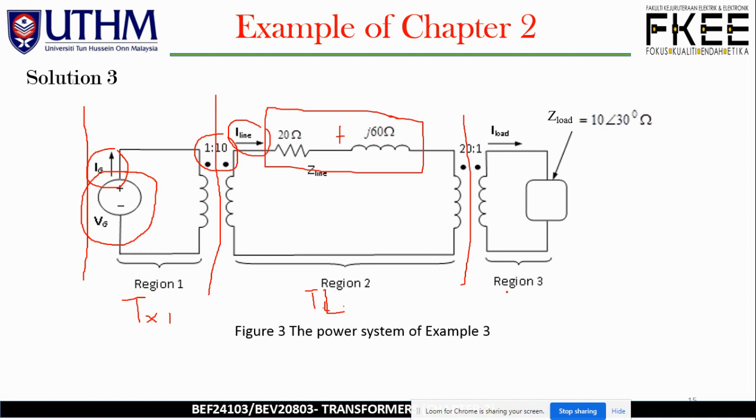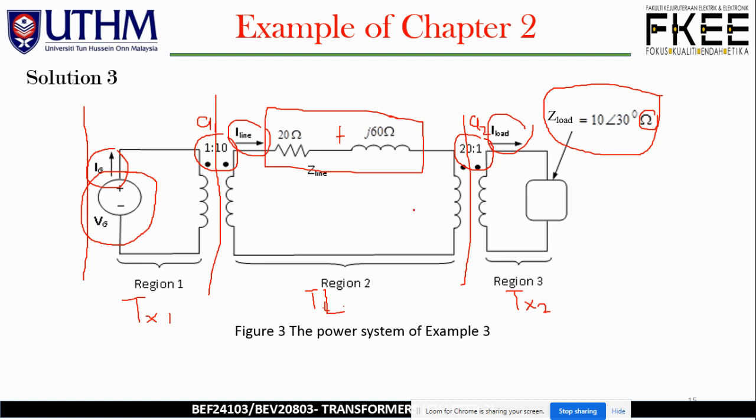And then we come to the second transformer, TX2 over here, located at the load, or connected to the load with 10 at 30 degree ohm. And of course the I load, and also the turns ratio of the step down transformer, 20 to 1. This is the symbol of A and A, so A number 1 and A number 2.